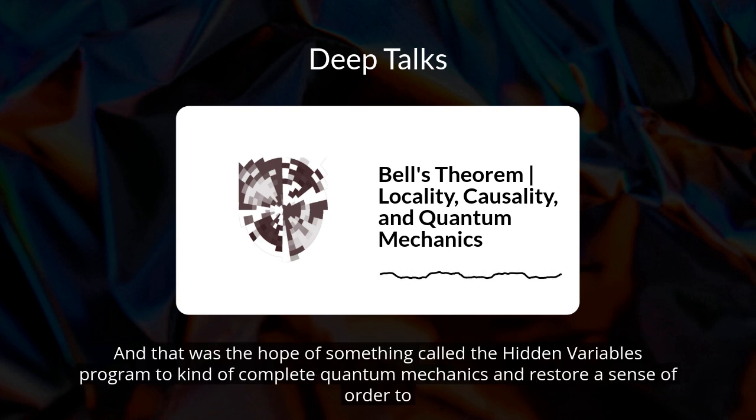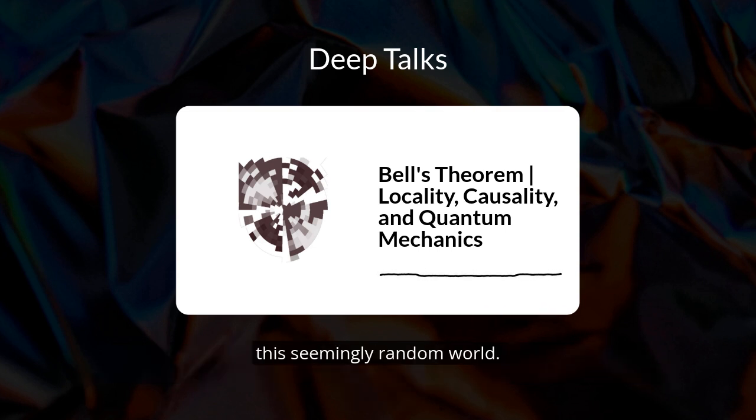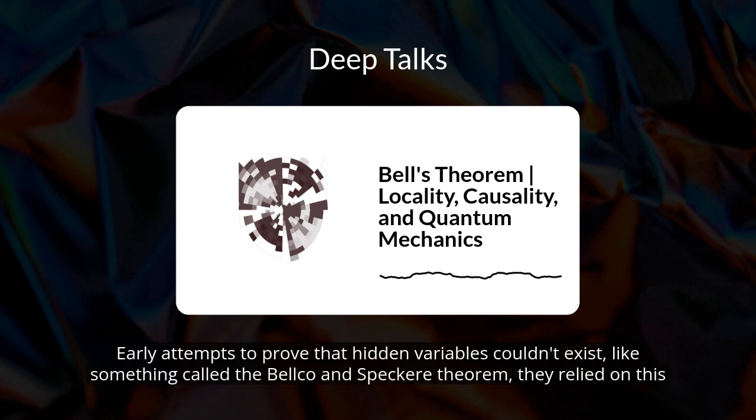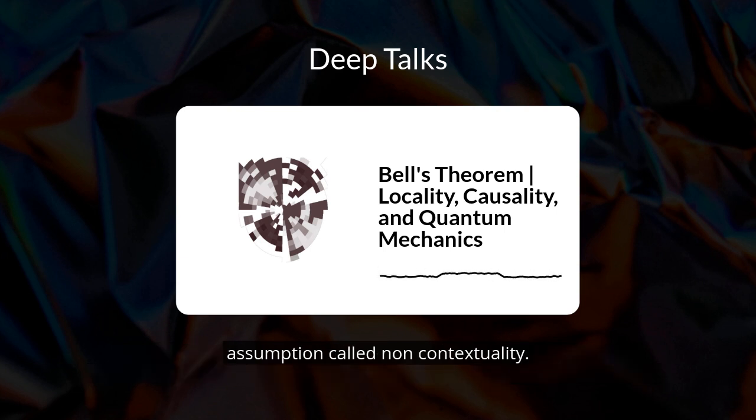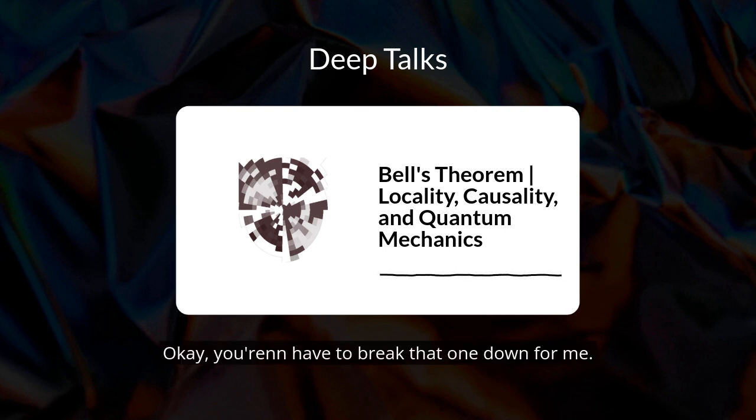Precisely. And that was the hope of something called the Hidden Variables Program, to kind of complete quantum mechanics and restore a sense of order to this seemingly random world. But here's the thing. Early attempts to prove that hidden variables couldn't exist, like something called the Bell-Kochen-Specker theorem, they relied on this assumption called non-contextuality. Non-contextuality. Okay, you're going to have to break that one down for me.